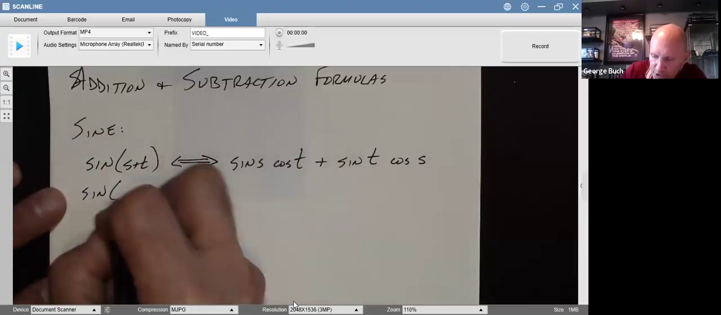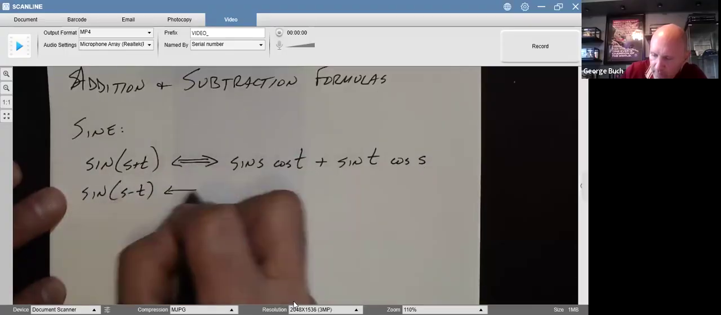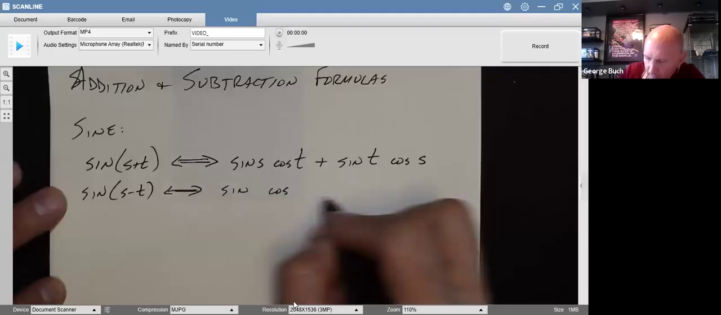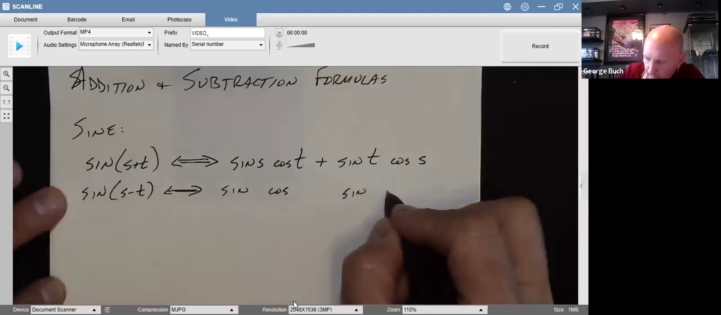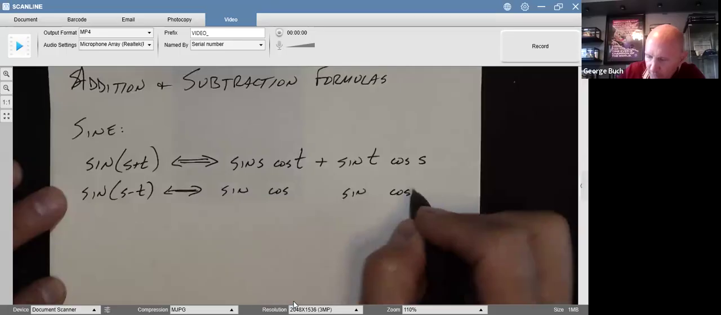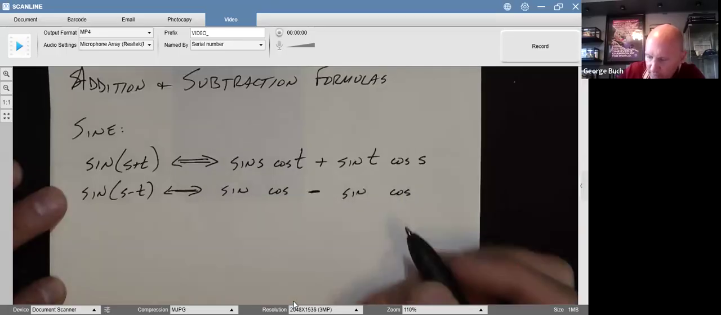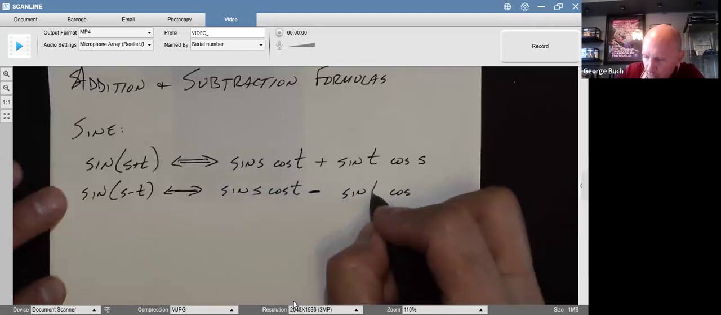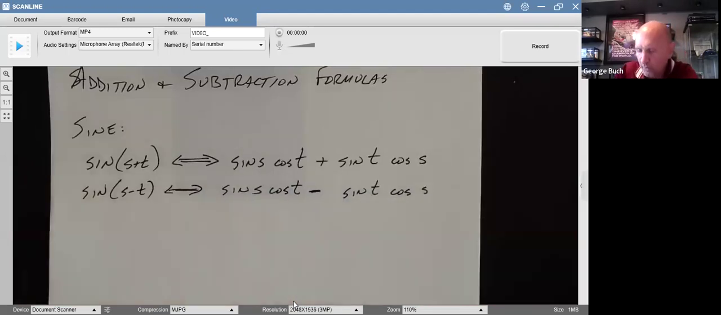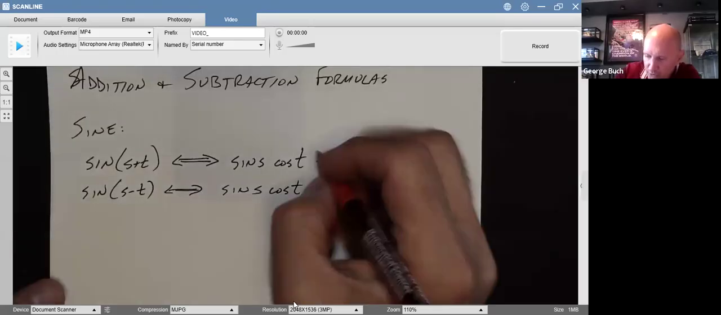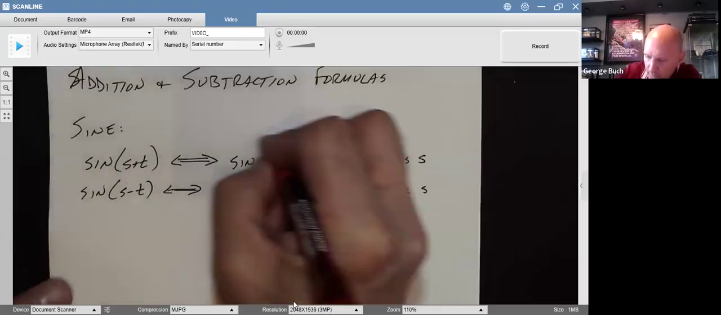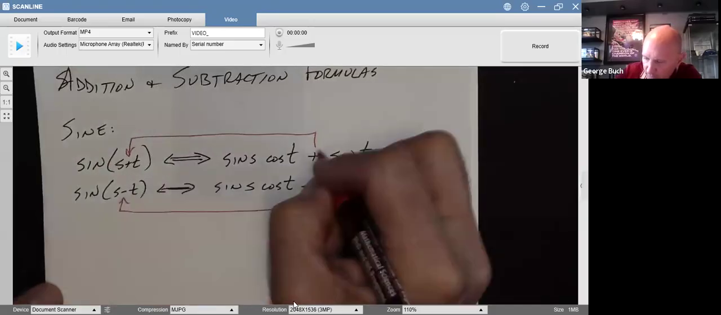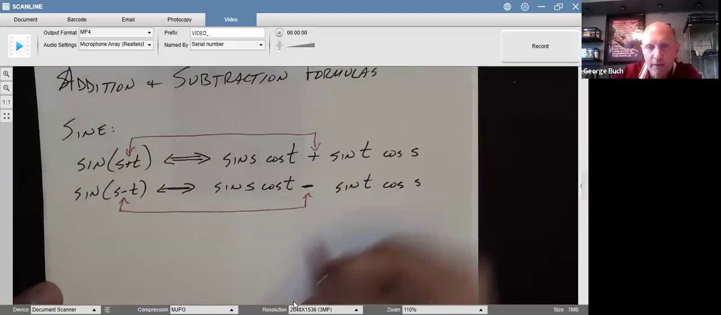If I have subtraction, it's the same idea, sine cosine, sine cosine. But the difference now is there's a subtraction sign. So it's sine of s cosine of t minus sine of t cosine of s. So when we are talking about the sine addition and subtraction formulas, whatever sign I have in the parentheses is the same that goes in the formula when I expand it.